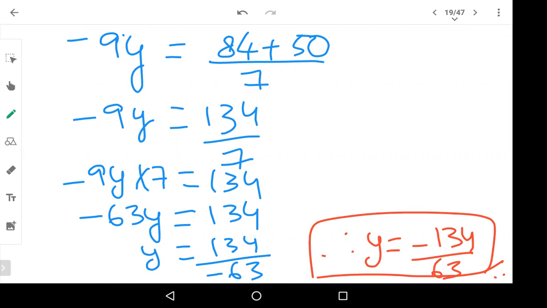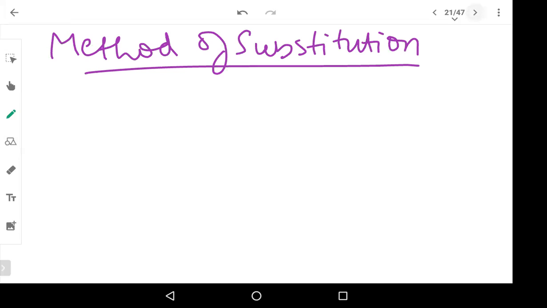So any doubts in this problem? In the method of elimination? Everybody understood? Okay. Now let us go to the method of substitution.